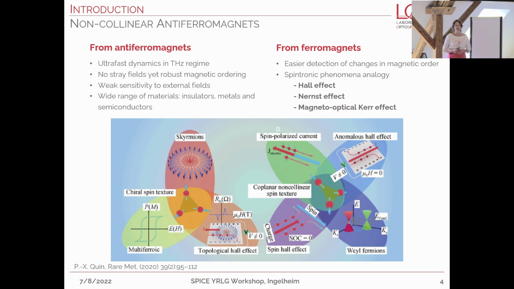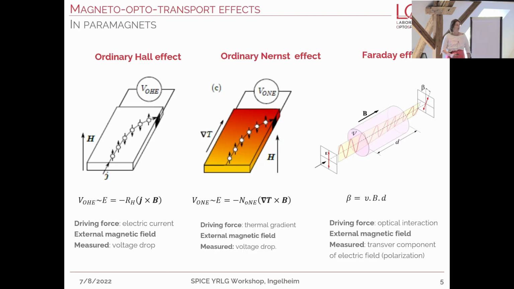But from ferromagnets, and this is extremely important for us, they can show certain effects that were thought to be unique only to ferromagnets before, like the Hall effect, Nernst effect, and magneto-optical effect. And this is nice because this gives us a tool to study these systems without that much difficulty, because as you probably know, the collinear antiferromagnets are really hard to study. And so what are these effects?